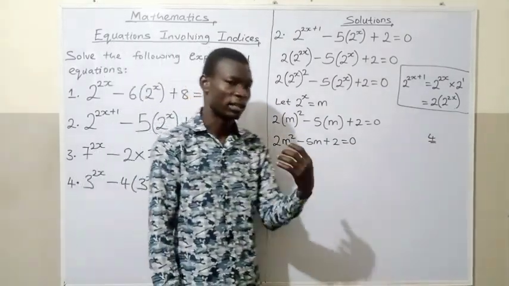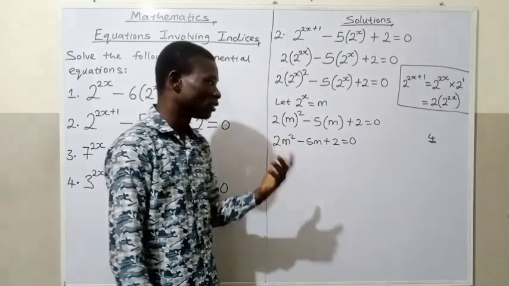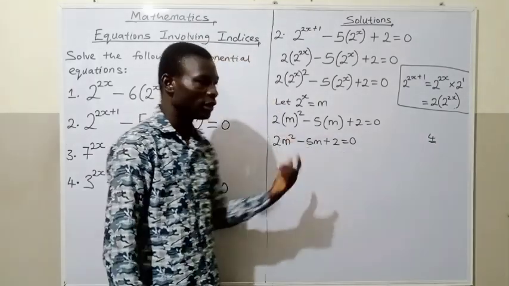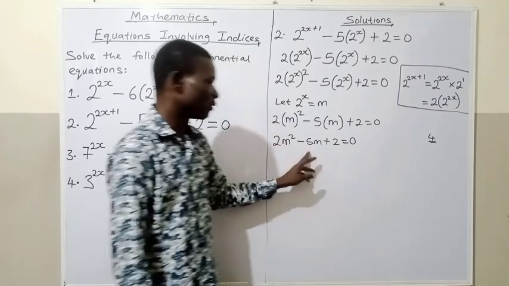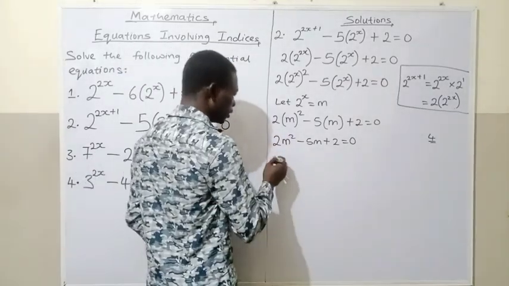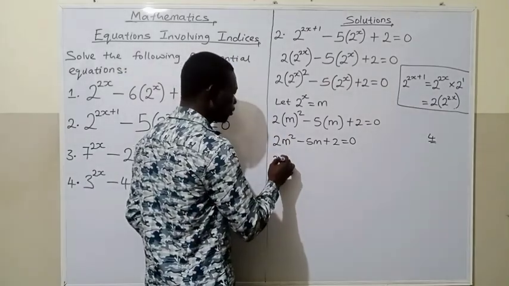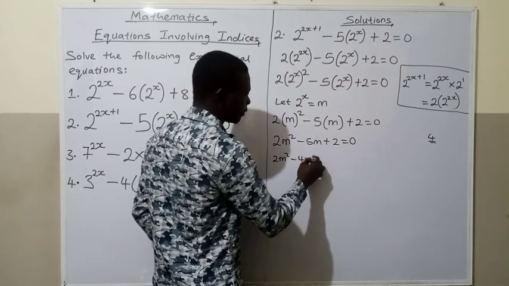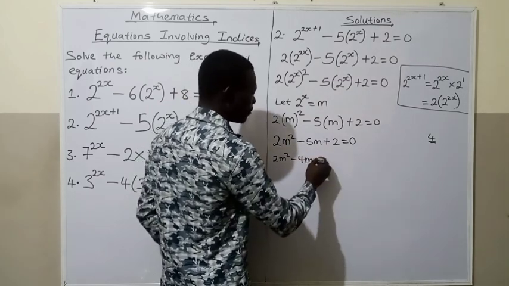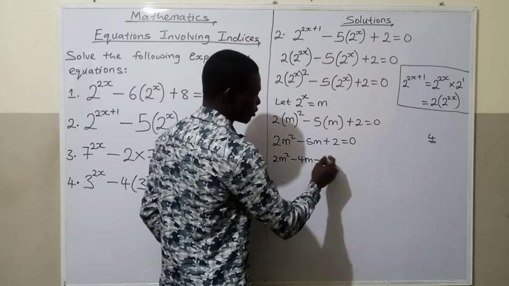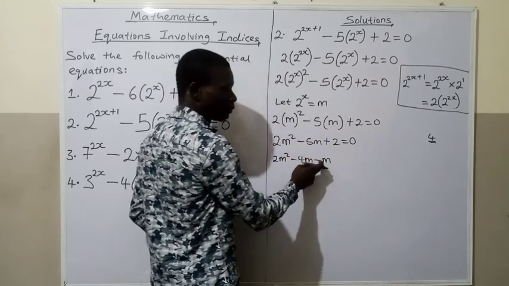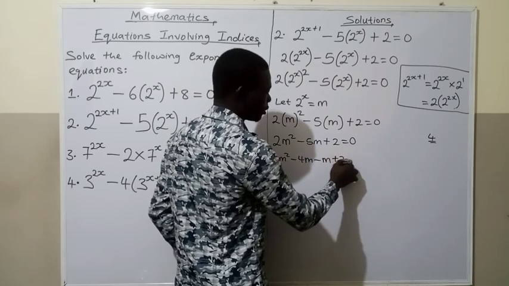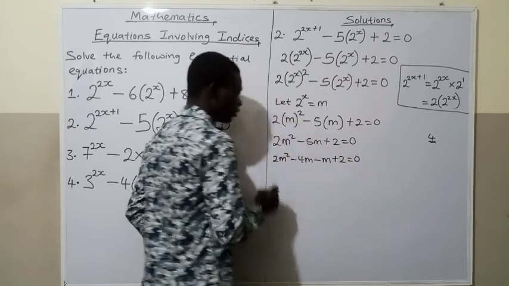And the two numbers are negative 4 and negative 1. Because negative 4 multiplied by negative 1 is going to give us positive 4. And negative 4 plus negative 1 is going to give us negative 5. So in essence, I will be having 2m squared minus 4m in the case of negative 4, and then minus m in the case of negative 1, because this m is same thing as 1m, and then plus 2 to be equated to 0.